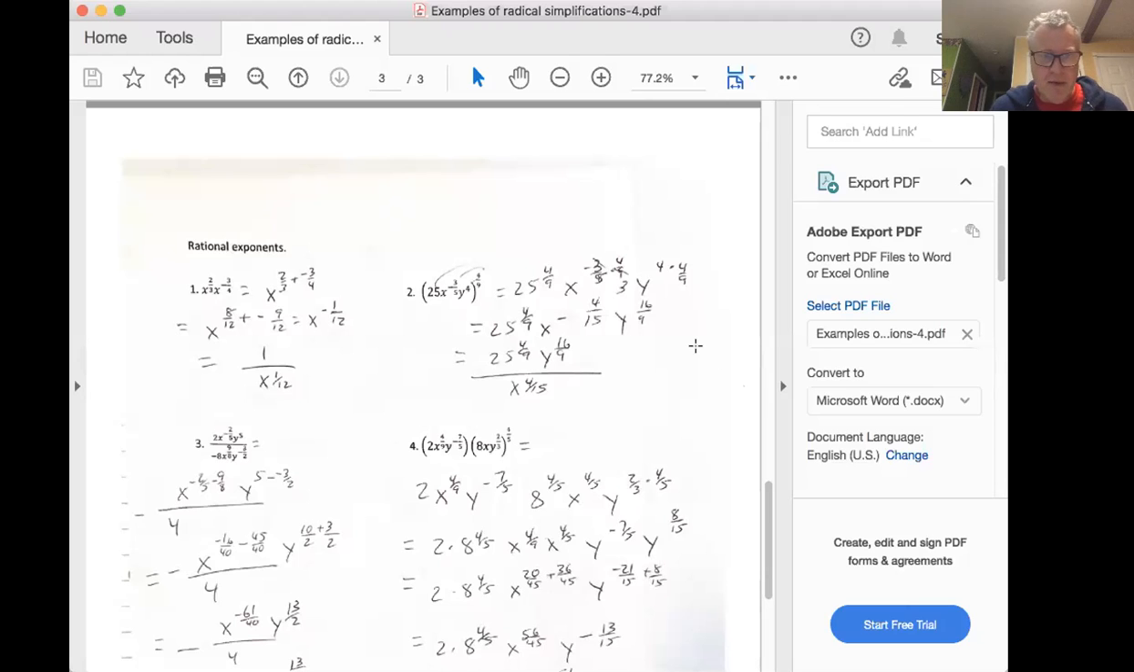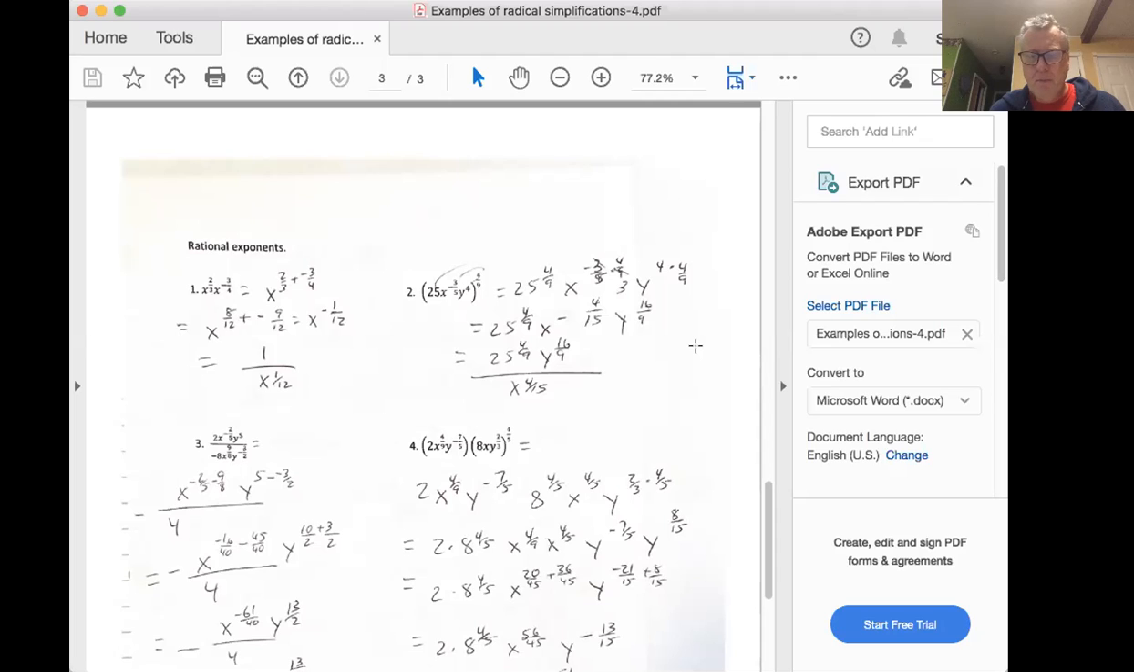In this problem, we have x to the 2/3 times x to the minus 3/4. We have the same base. So we're going to add the exponents together, x to the 2/3 plus a negative 3/4. Finding the common denominator of 12 would be 8 over 12 plus a negative 9 over 12, which gives us x to the minus 1/12. Since we write our exponents in positive format, since that's an x to the negative exponent power, we'll write it as 1 over x to the positive exponent power of 1/12.